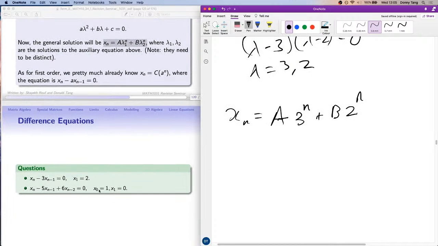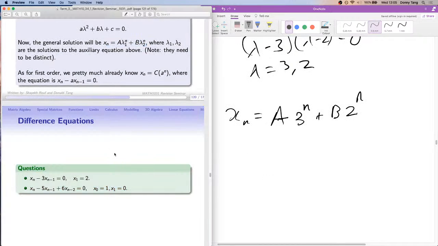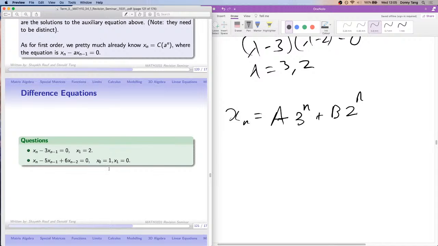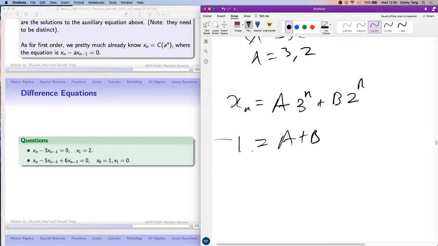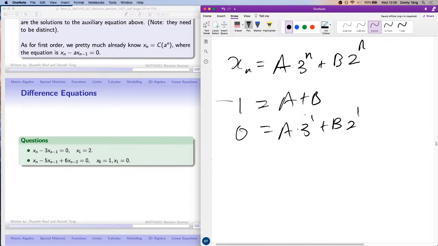And if they give you initial conditions like this, you have to sub them in and solve simultaneously. So x0 is going to be 1, so it's going to be a plus b, because 3 to the power of 0 and 2 to the power of 0 are both 1. x1 equals 0, so 0 equals a times 3 to the power of 1 plus b times 2 to the power of 1. And then you solve simultaneously.